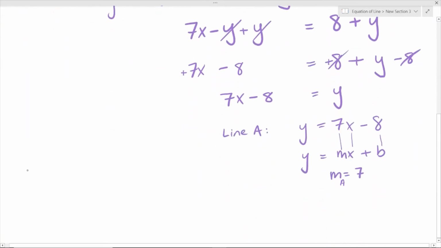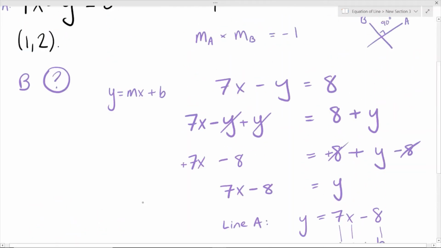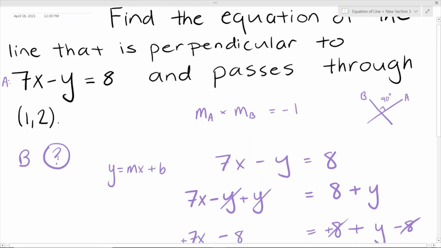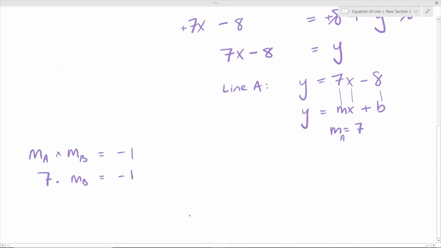So what I'm going to do is rewrite that. MA times MB equals -1. MA is equal to 7, so 7 times MB is equal to -1. And we want to know the slope of line B, right? B is the line in question. Find the equation of the line, that line is line B, that is perpendicular to this, and it passes through the point. So we're just going to find the slope of line B, which is MB here.